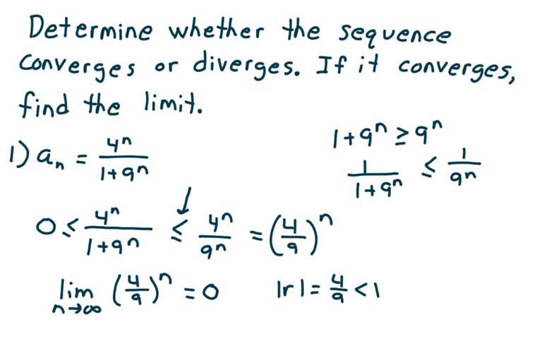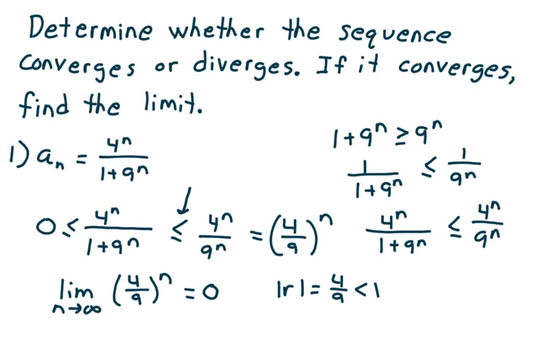And all we have to do from there is multiply both sides by 4 to the n. So 4 to the n over 1 plus 9 to the n is less than or equal to 4 to the n over 9 to the n. And that's where that inequality came from. And again, 4 to the n over 9 to the n can be written as 4/9 to the nth power.